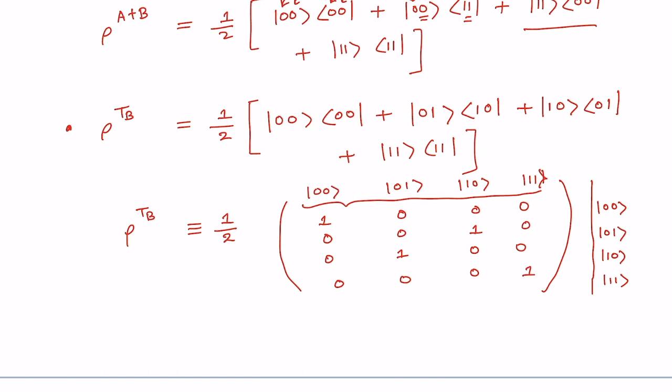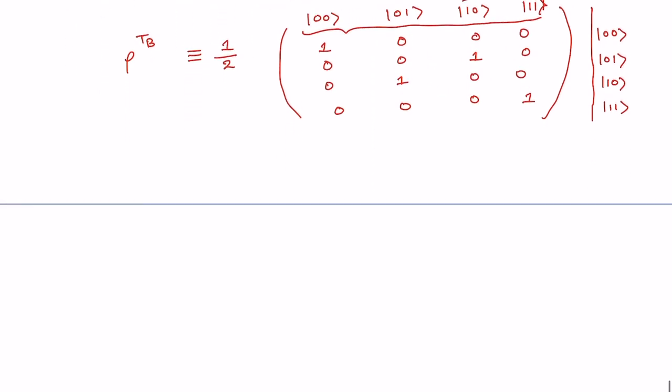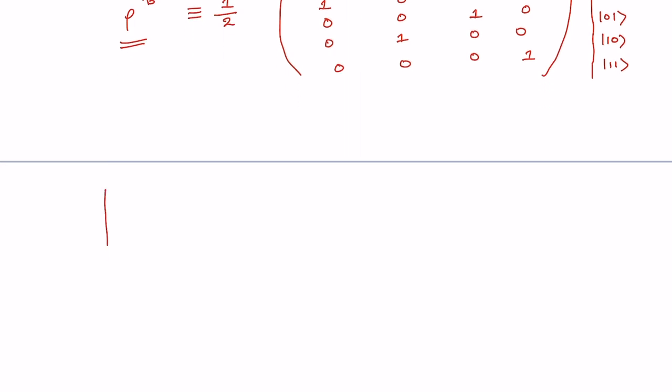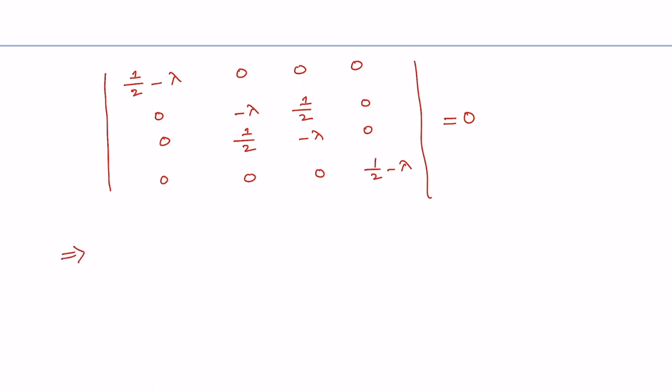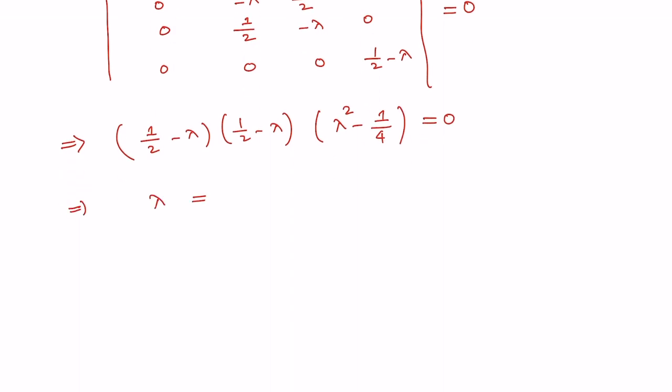Now, the question is: is this partially transposed matrix a valid density matrix? To answer that, you just have to find out the eigenvalues of rho TB, and to do that you have to form the characteristic equation. Let us do that quickly. The characteristic equation would become the determinant of half minus lambda 0 0 0, 0 minus lambda half 0, 0 half minus lambda 0, 0 0 0 half minus lambda, equal to 0. Thereby I'll be able to form this equation: (half minus lambda)(half minus lambda)(lambda square minus 1 by 4) is equal to 0. This will give me the eigenvalues as 1/2, 1/2, 1/2, and minus 1/2.